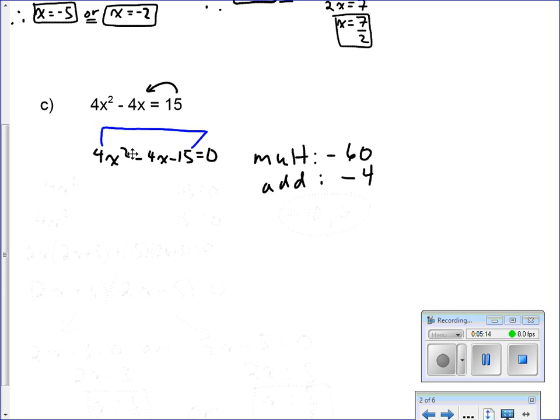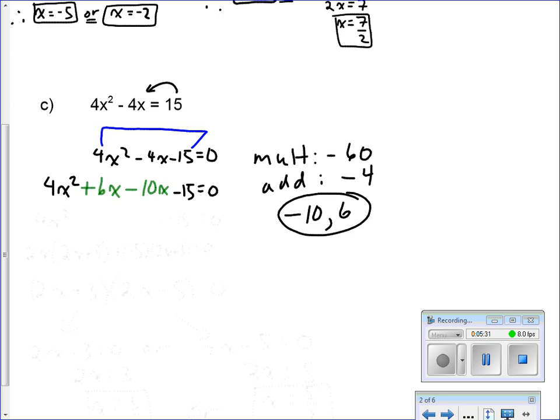But if we choose, because it's a negative, that means the bigger number of those two is going to be negative. So negative 10. Negative 10 plus 6 gives us negative 4, which is what we're looking for. So let's go and do our factor by grouping. So we have 4x squared, and then we split our middle term to be plus 6x minus 10x.